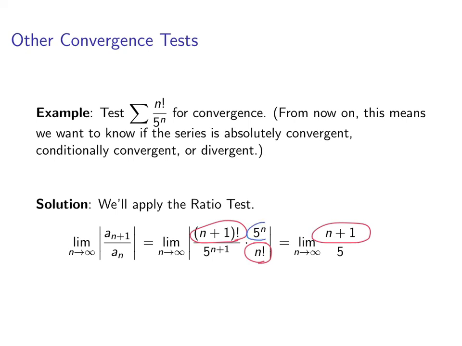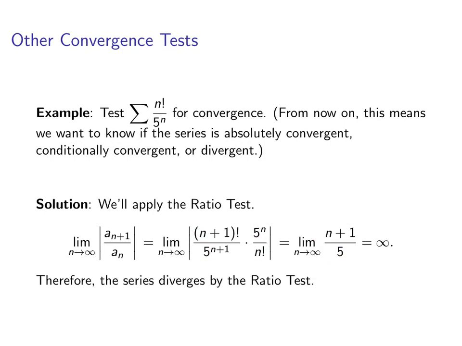Then you should also be able to see fairly easily that 5 to the n over 5 to the n plus 1 comes out to be equal to 1/5. That limit is infinity, and so the ratio test tells us that this series diverges. Okay, that's all for now.